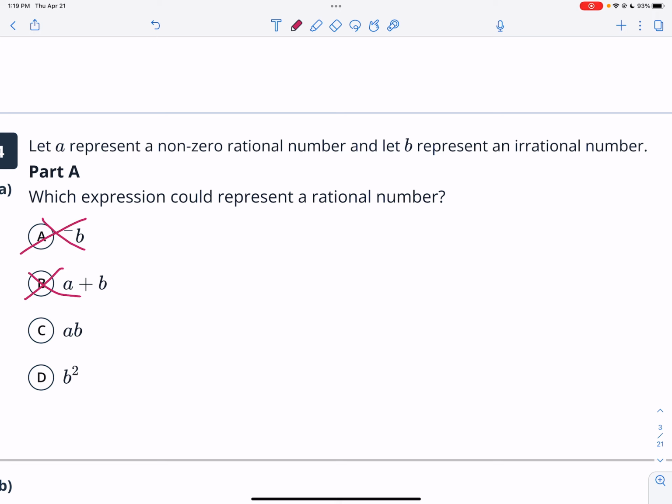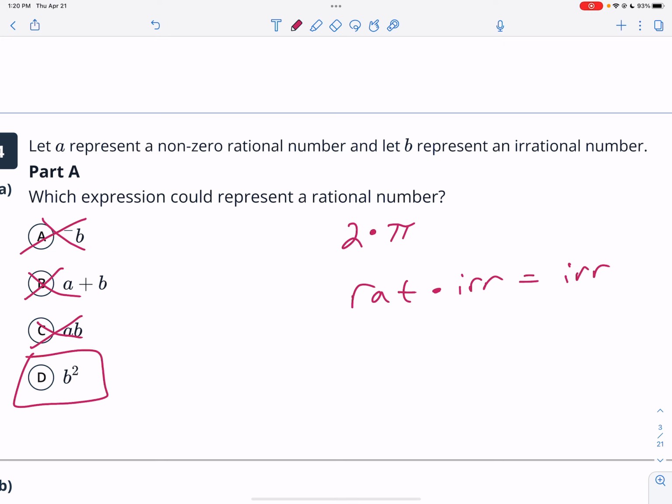Now, A times B. What ends up happening here, and again, I'm just using whole numbers because it is an example of a rational number. But no matter what you do, multiplying a rational number times an irrational number, so like that, 2 times pi, does not make it rational. It's always going to stay irrational. So a rational number times an irrational number is always an irrational number as well. So it can't be that one.